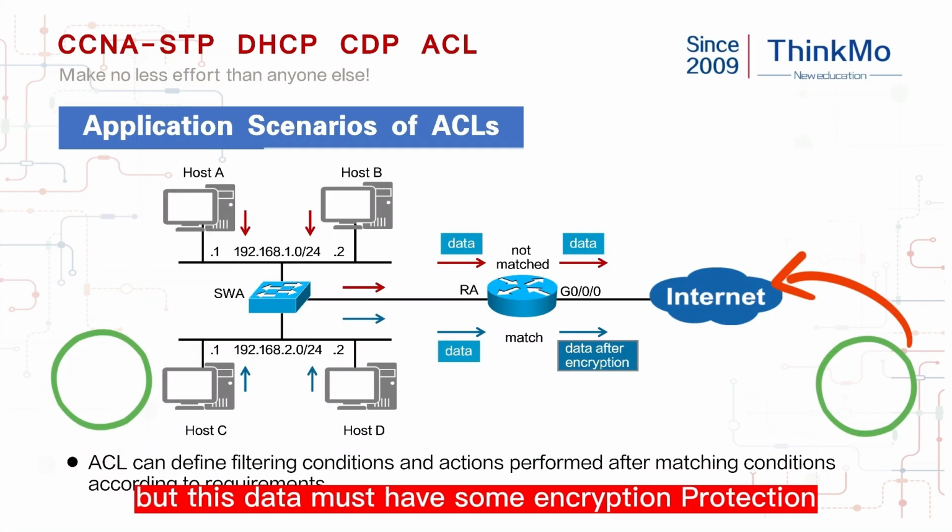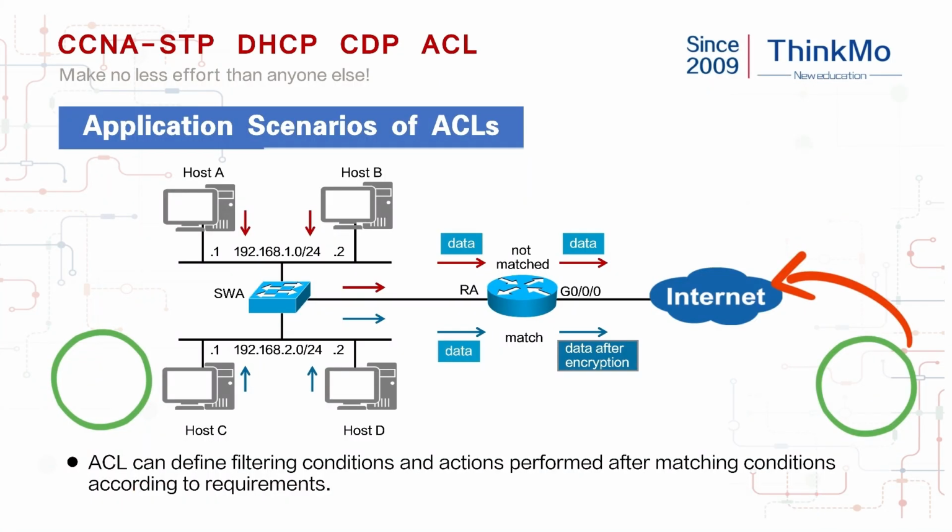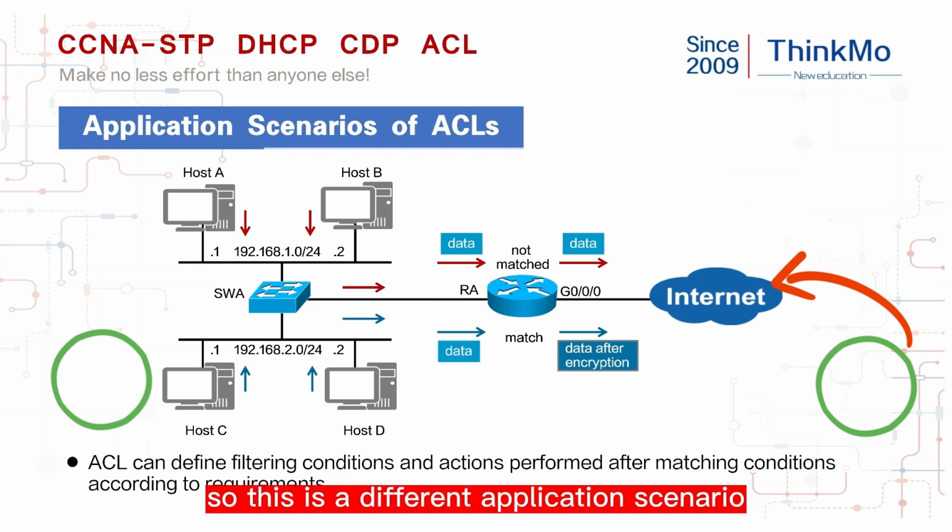But this data must have some encryption protection. For this data, encrypt it on match, and then send it to the peer. So this is a different application scenario.